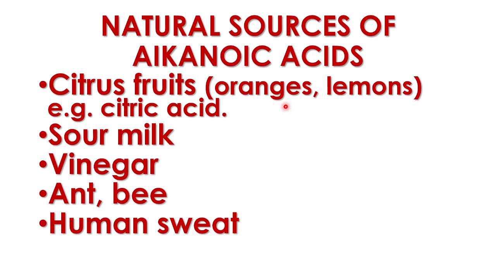Let's talk about the sources of alkanoic acids. Normally, you can get alkanoic acids from citrus fruits. Some fruits like oranges and lemons have citric acids. They have those kinds of acids. Sour milk also contains some alkanoic acids. Vinegar and human sweat contain alkanoic acids. So these are some of the natural sources of alkanoic acids.